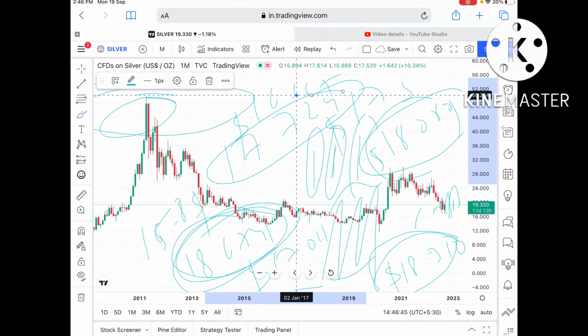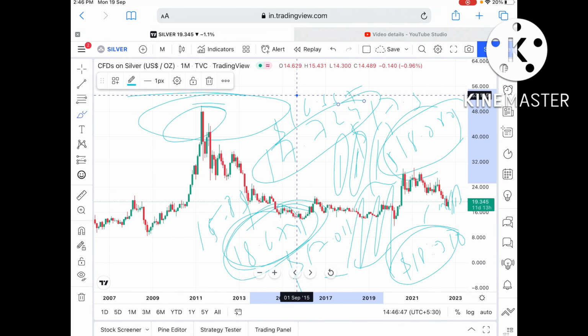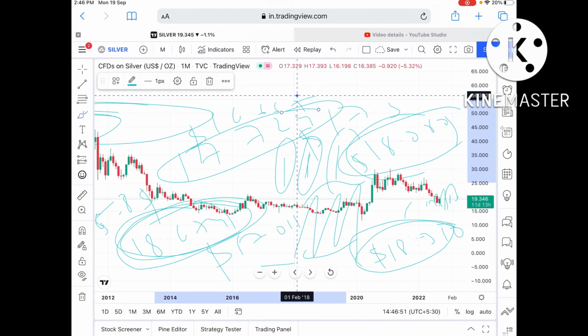You have to be very careful and define your risk for the day or for a particular trade, okay, so that it should not burden or wipe out your capital.